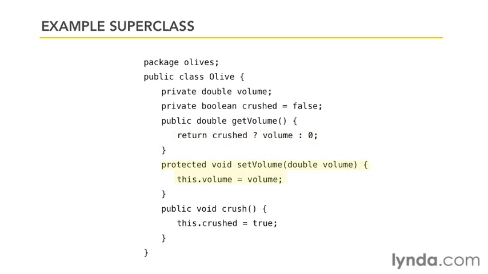There's a protected method named setVolume. It's protected so that it can only be called by the class itself or its subclasses. And there's a public method named crush, which basically says this olive has been crushed.